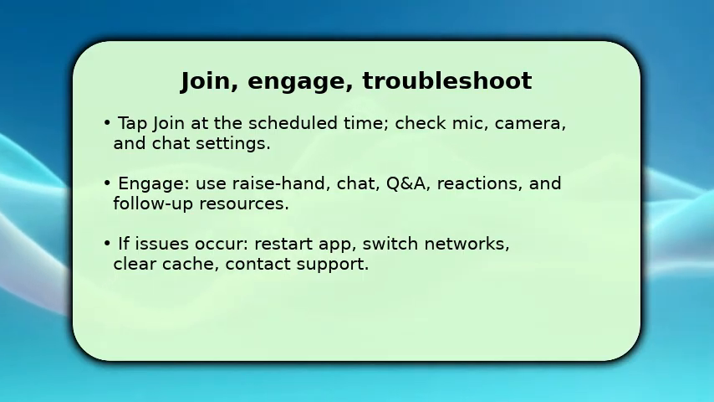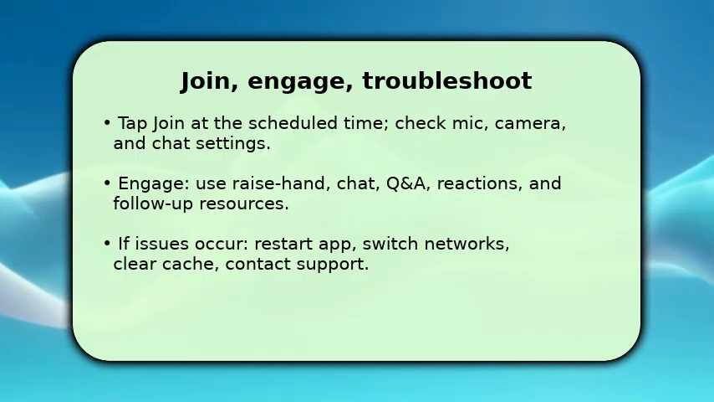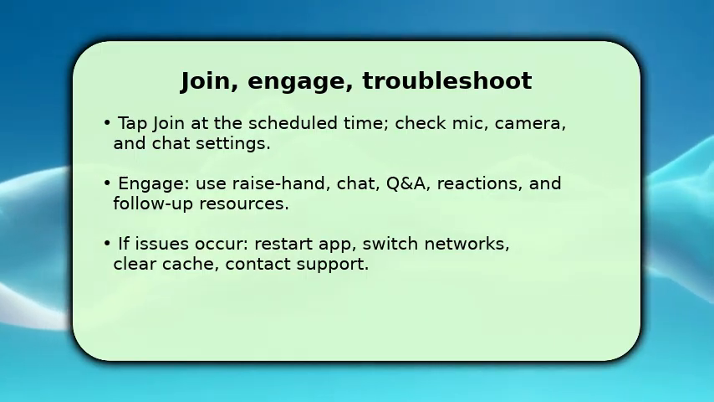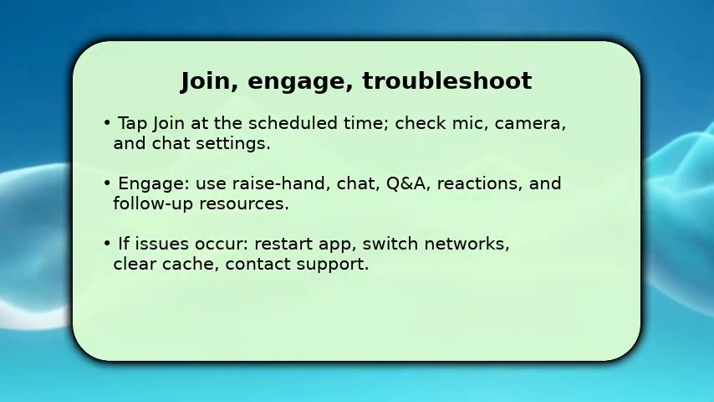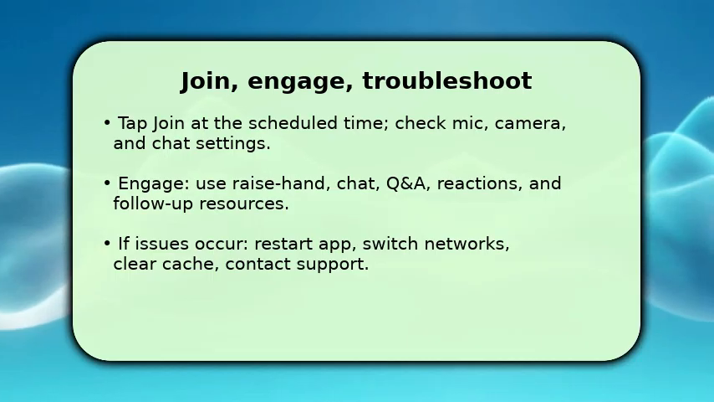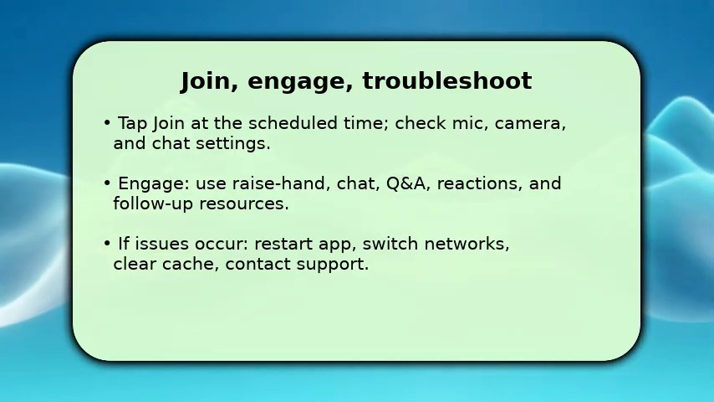If you miss the stream or see buffering, first try restarting the app, switching from Wi-Fi to cellular or vice versa, and clearing the app cache. These often restore the feed. If problems persist, contact PW support with your device model.